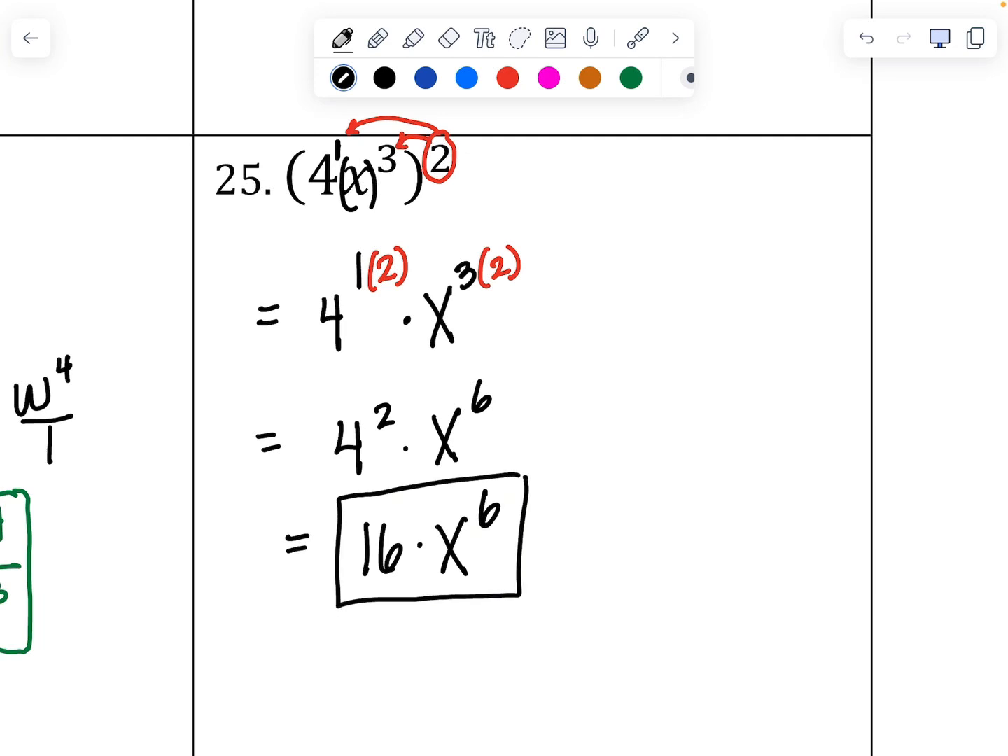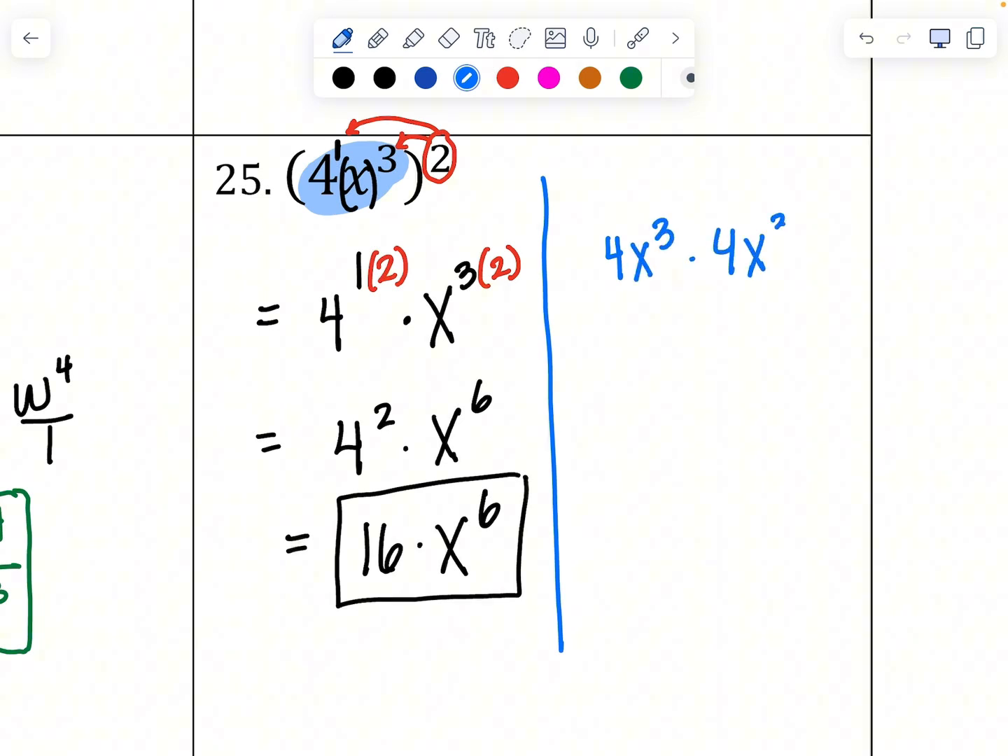If you wanted to do this the long way, you would have noticed that you see this 4x cubed 2 times: 4x cubed, and then again 4x cubed. You bring the 4's to the front, 4 times 4, and bring the x cubed times x cubed, and look, you get the same answer.